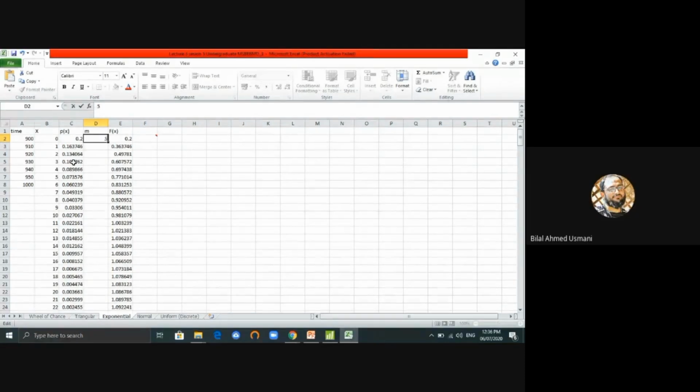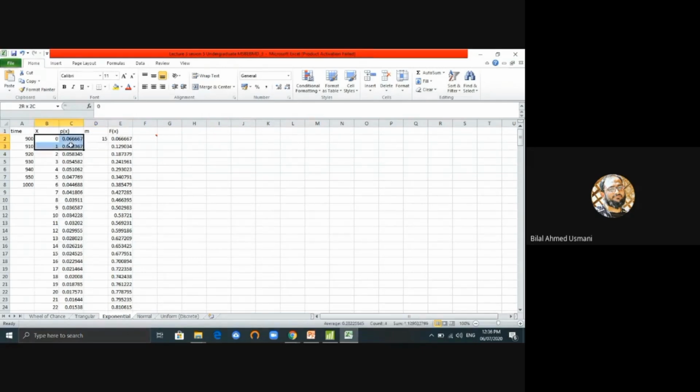So when we were looking at m equals 5, the probability of getting zero customers was 20%. The probability of getting one customer was 16%. The probability of getting five customers is around 8%, 7.3%, and so on and so forth. When we look at m equals 15, then the probability would change. So probability should get more values towards that.